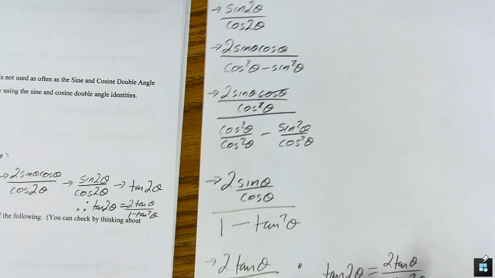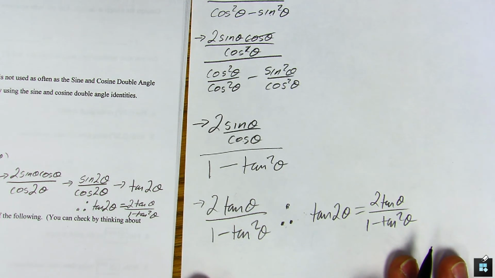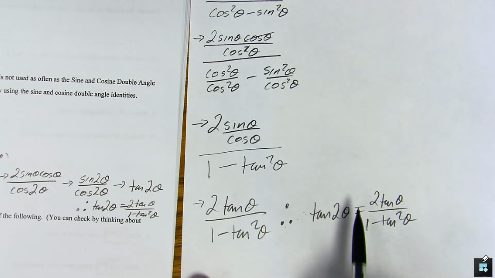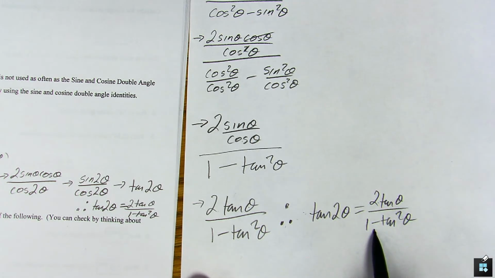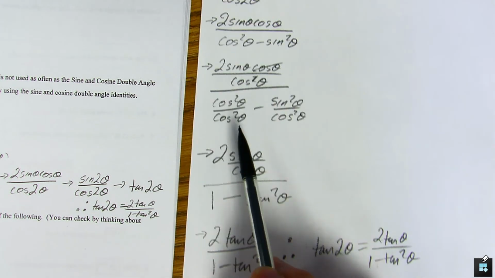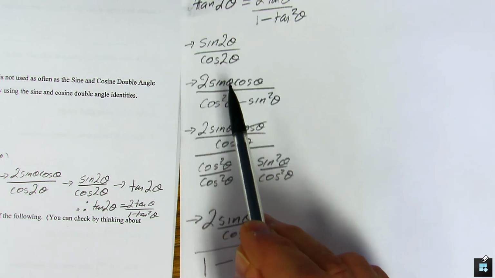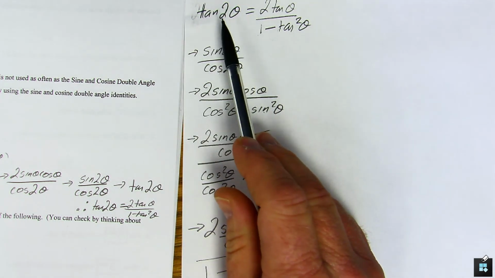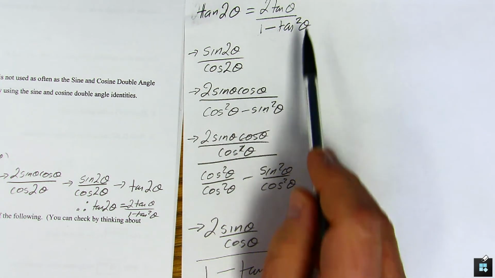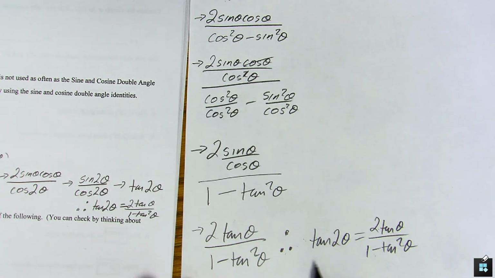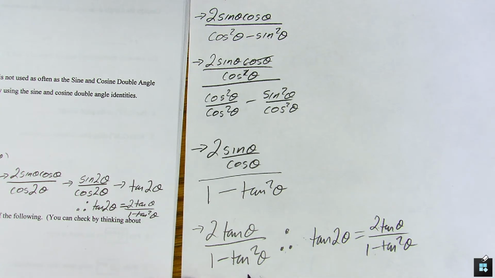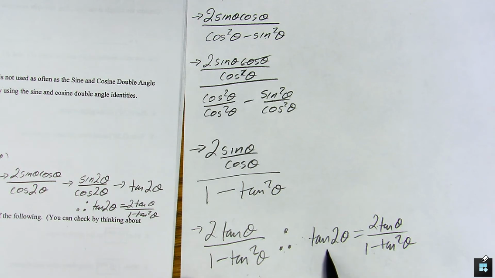Oh, I came off the paper, sorry. So we could say that tangent 2 theta is equal to 2 tangent theta over 1 minus tangent squared theta, because we got the left-hand side of our proof to be the same as the right-hand side of our proof. So we know that they are equal.